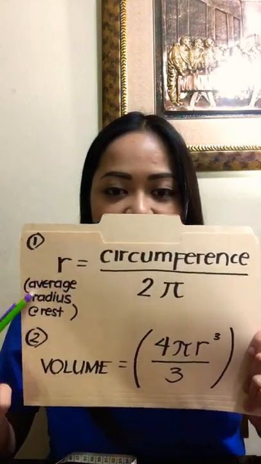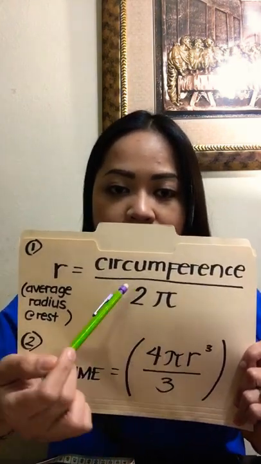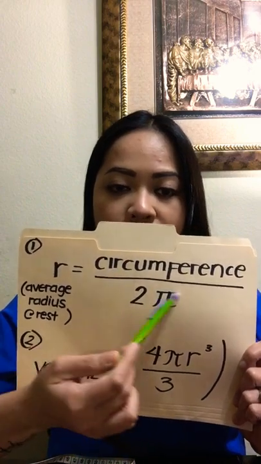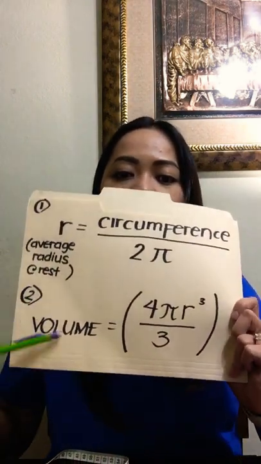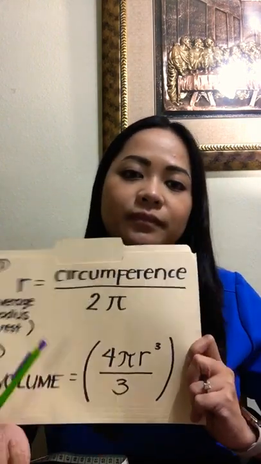Once you have the average of the trials, you can calculate the average radius of the balloon by dividing the average circumference from the average trial that we got by 2 pi, which is equivalent to 6.28. And this is the equation: average radius at rest equals the circumference divided by 2 pi. Once you have this, you can move on to the next equation to get the tidal volume.